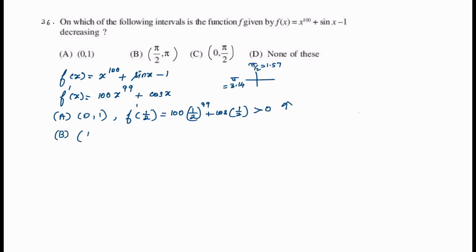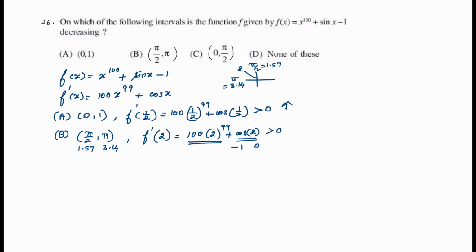Now let us check B option. The given interval is pi by 2 to pi. Pi by 2 is approximately 1.57 and pi approximate value is 3.14. We will check at 2 radians. 100 times 2 raised to 99 plus cos 2 radians. 2 radians is in the second quadrant. In the second quadrant, cos 2 is negative. But when we compare it with the first term is a very large positive number, and cos 2 is going to be between -1 and 0, which is a very small negative value. Therefore, the addition of these two will be positive. In this interval also, the function is an increasing function.